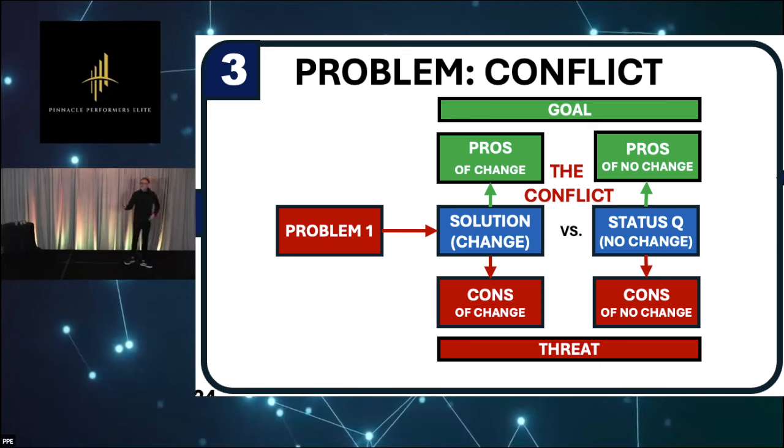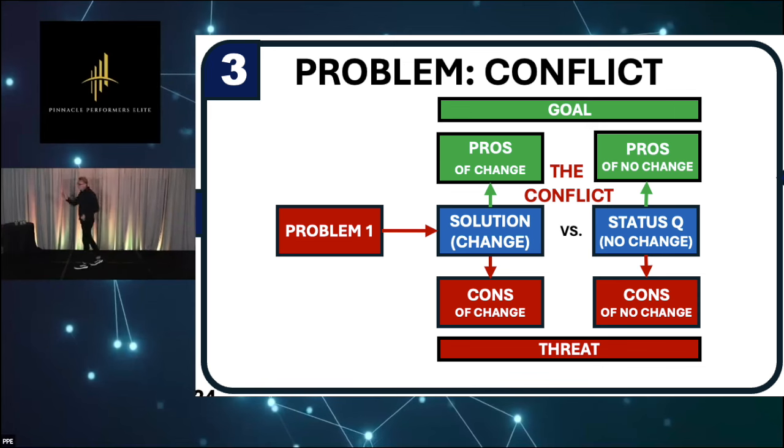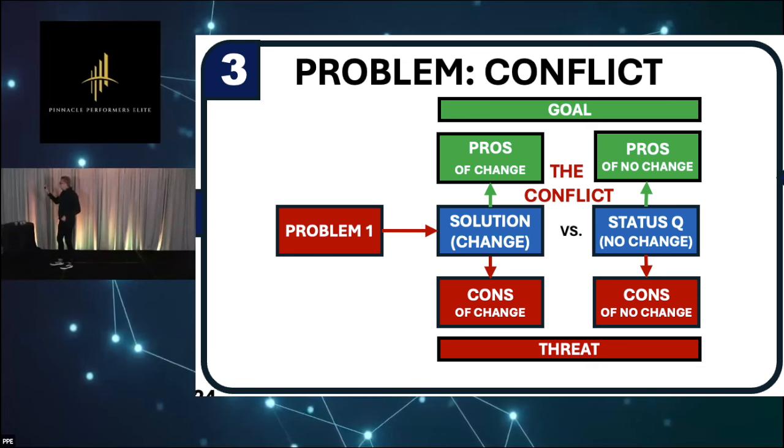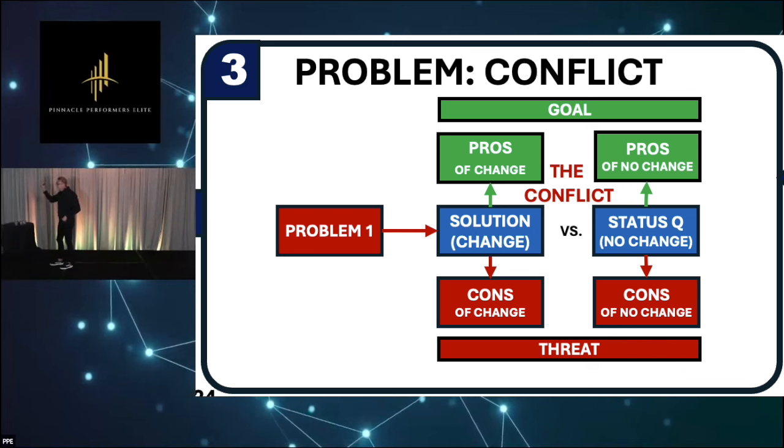The status quo is not viable. Why? Because I have to give up the unique pros of the solution and I have to live with the cons of the status quo. But this helps me to understand what the conflict is. People often say define the problem precisely and you are halfway to a solution. This is the way to define a problem precisely.